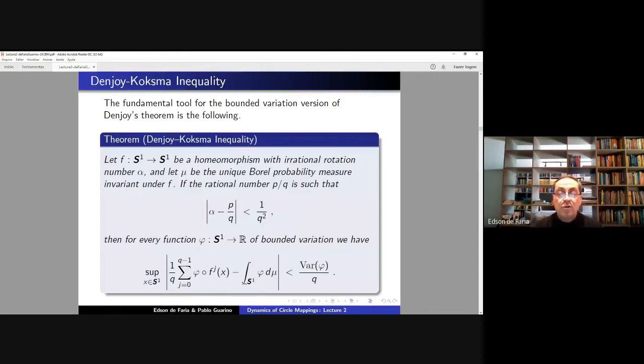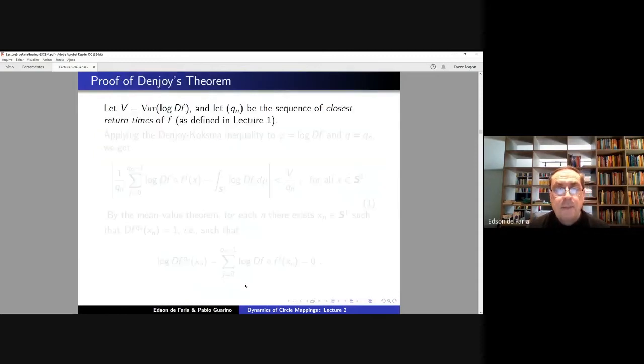So what is Denjoy-Koksma saying? Denjoy-Koksma is saying that not only do you have this convergence, but along a subsequence of times, you can actually bound the error term, how much the time average differs from the space average, along the subsequence of times q given by the best rational approximations or good rational approximations to alpha. I will not go into the proof of this inequality, but I will show you now how to use this inequality to prove Denjoy's theorem.